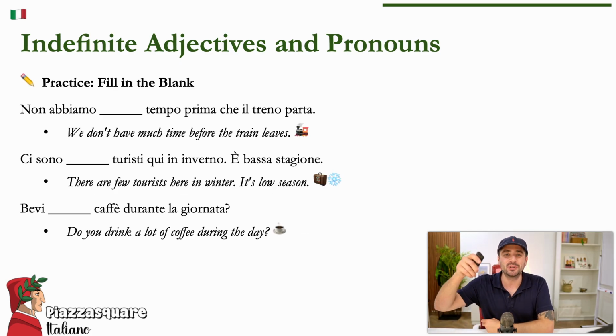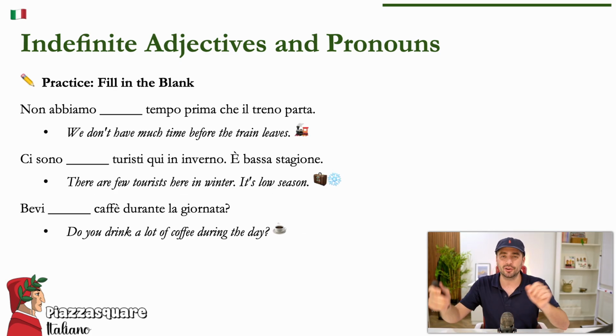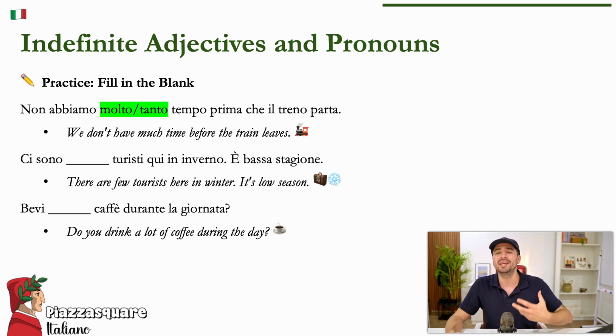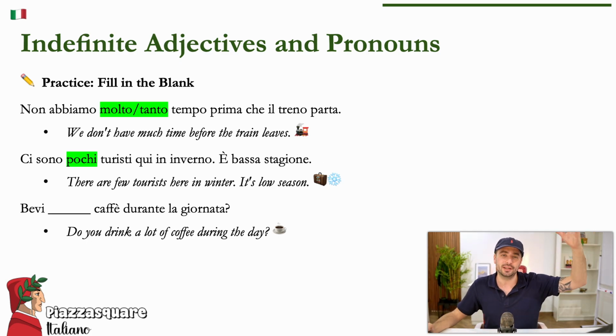Now it's time to practice using molto, tanto, poco. Fill in the blank with the correct form. Non abbiamo tempo prima che il treno parta. We don't have much time before the train leaves. 3, 2, 1. Non abbiamo molto tempo prima che il treno parta. Or non abbiamo tanto tempo prima che il treno parta. Next one. Ci sono turisti qui in inverno. È bassa stagione. There are few tourists here in winter. It's low season. 3, 2, 1. Ci sono pochi turisti qui in inverno. È bassa stagione.